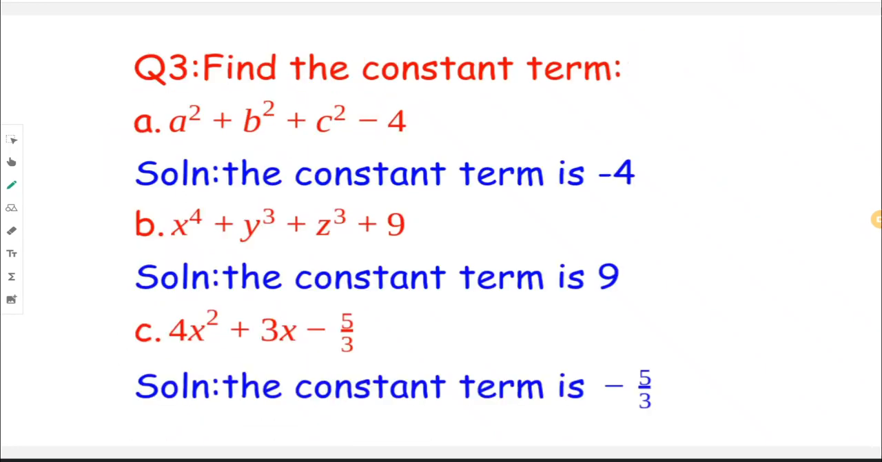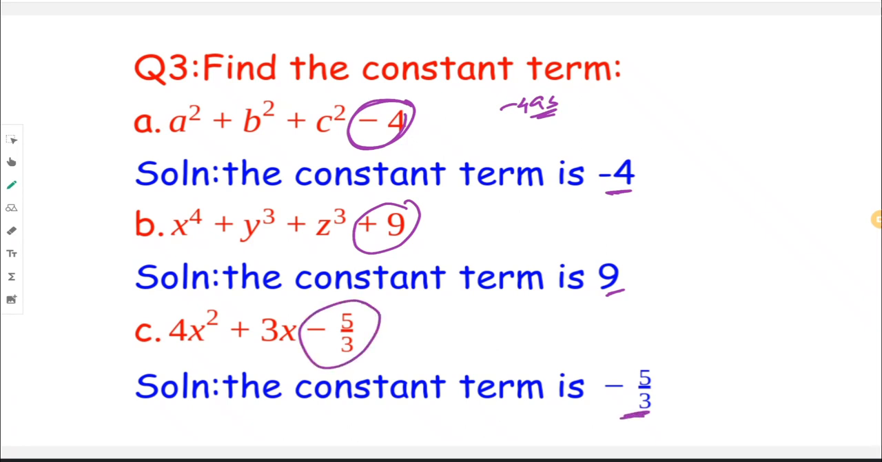Question number 3. Find a constant term. So like I said, constant means the number has to be by itself. So when you look at this, the only number is my constant. It has no a, b, nothing. It's just a number itself. So my constant is minus 4. Same thing here, my constant is plus 9. Next, my constant is minus 5 by 3. So just remember, when you're writing, you have to write it along with the sign. For plus, it's fine even if you don't write it, but for minus, you have to write along with the symbol. So minus 5 by 3.